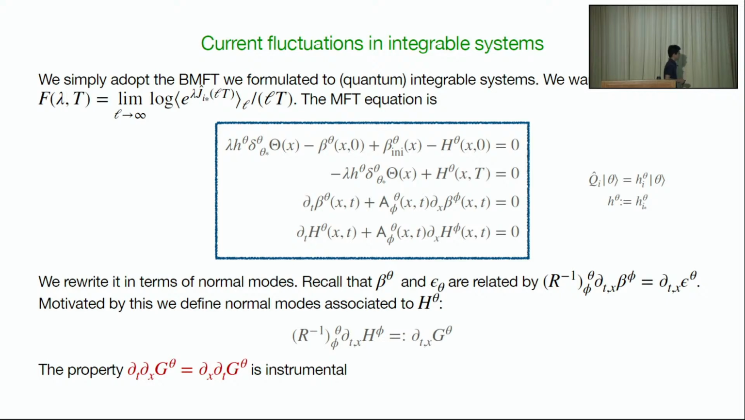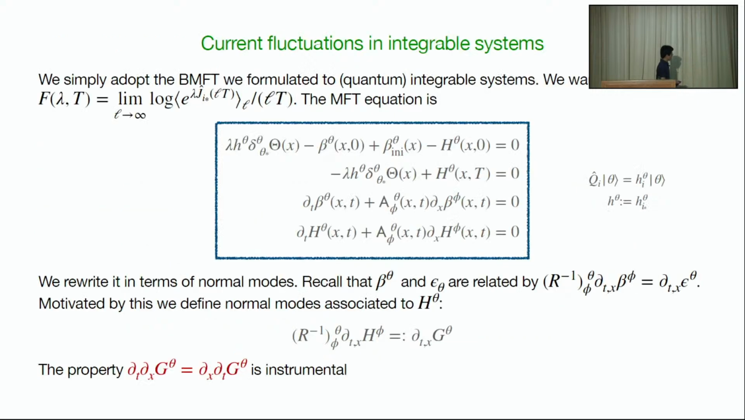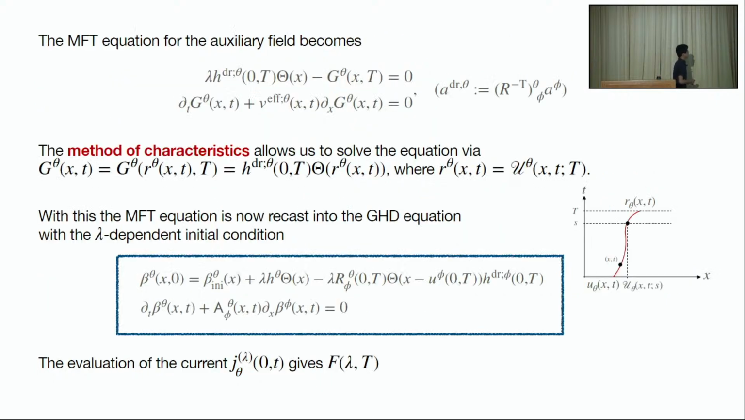To go forward, we also have to define the normal modes associated to this auxiliary field H, which appeared as a consequence of the exponentiation of the delta function. And the way we do it is based on how we define the normal mode for the betas. So this is the way we define the normal mode for the H. This is just a way of doing manipulations. And now the two equations of these MFT equations can be written in this way in terms of the normal mode.